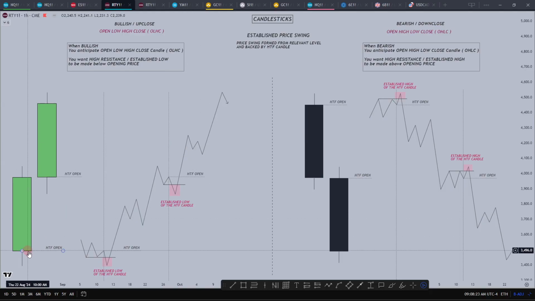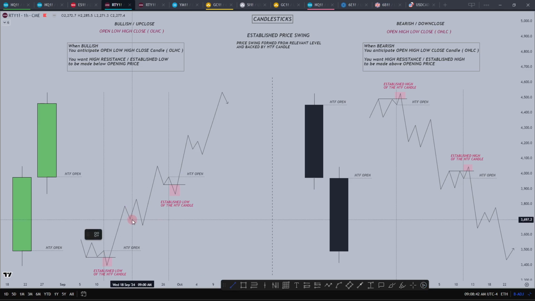So seeing this open low, price opens, high time frame candle opens here, open low, forming high resistance below the opening price, displacing away from it. So OLHC candle formation, moving away from that.